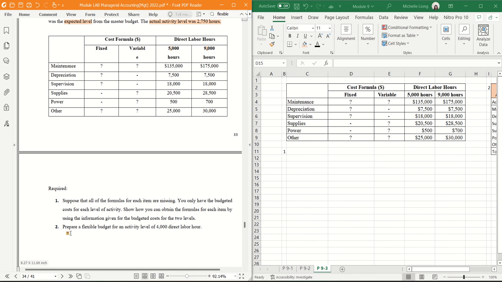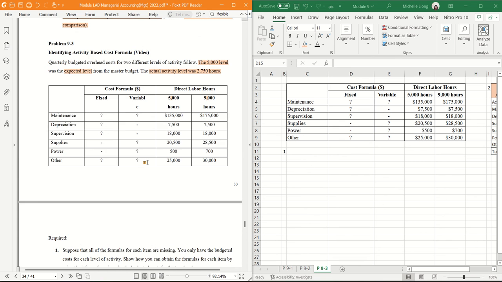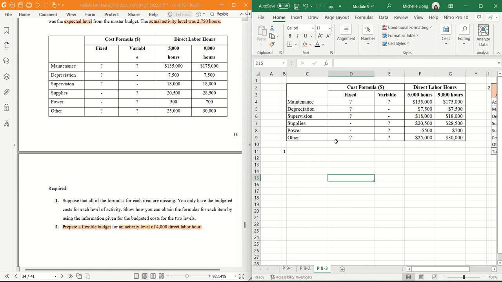And then the next one is to prepare a flexible budget for an activity level of 4,000 direct labor hours. Okay, so let's go to the first one. We need to find the amount for this missing amount.